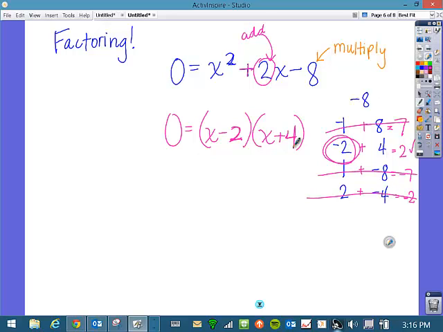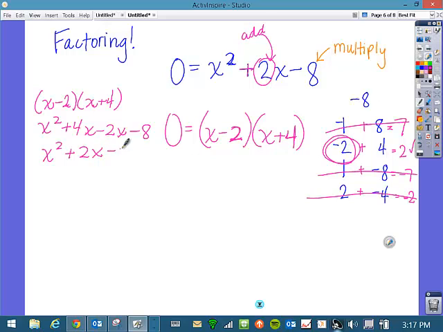The beautiful thing about factoring is you can check your work. You can check and make sure that you did it correctly by just foiling, multiplying those two together. So x times x is x squared. X times 4 is 4x. -2 times x is -2x. And -2 times 4 is -8. So just clean it up, and you get what we started with. So that means that these factors are correct.